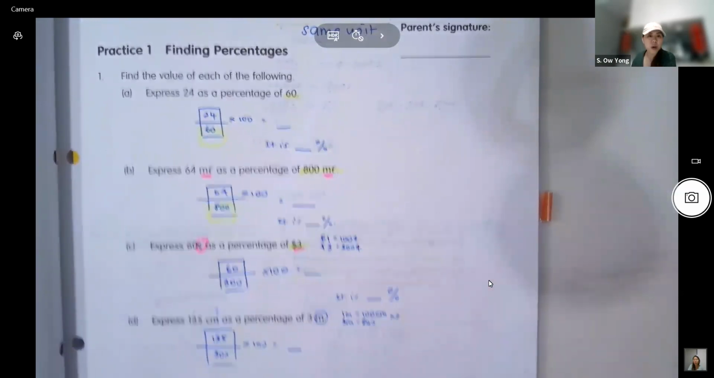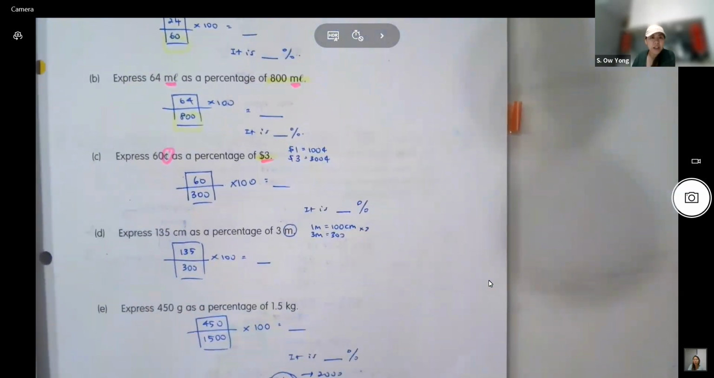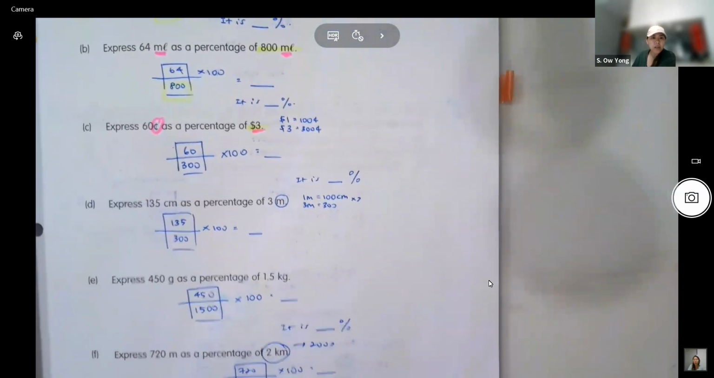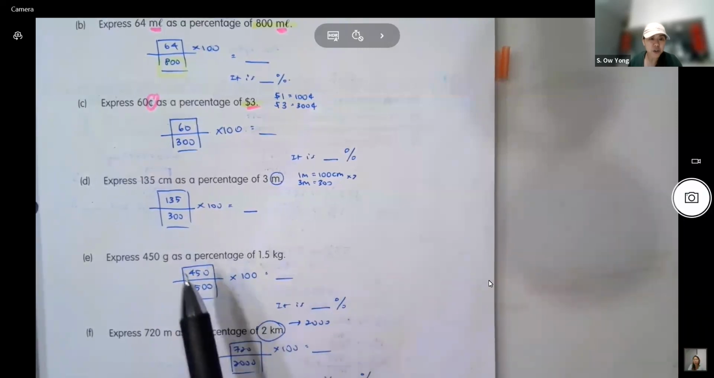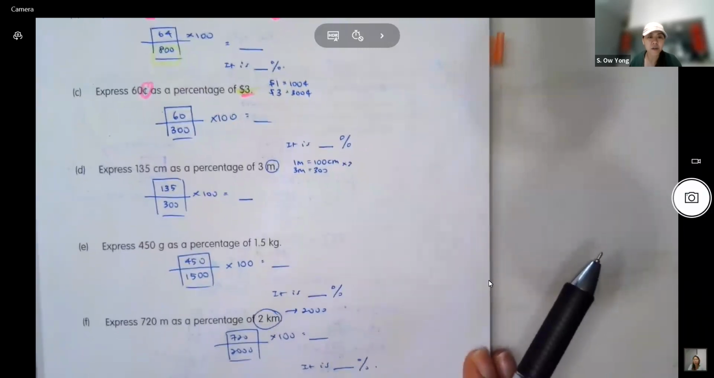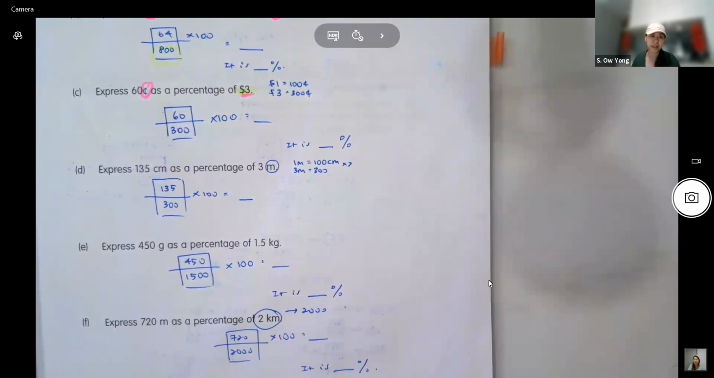I would like you to slowly write down this. You may even pause the video and ensure that you write down all this before we continue with the word problems.